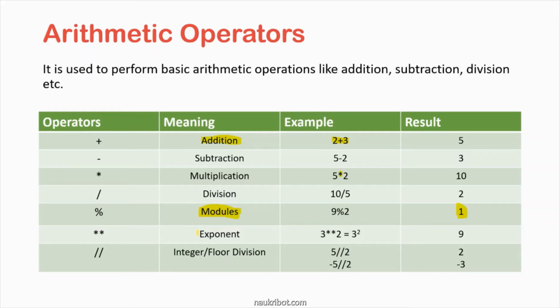What is exponent? Exponent is basically to find the square of any number. How do we find the square of any number? We use the double star: the first operand, then double star, then the second operand. So how will Python treat this? Python will treat this like 3 square internally. So it will find the value of 3 square, and we will get the result 9.